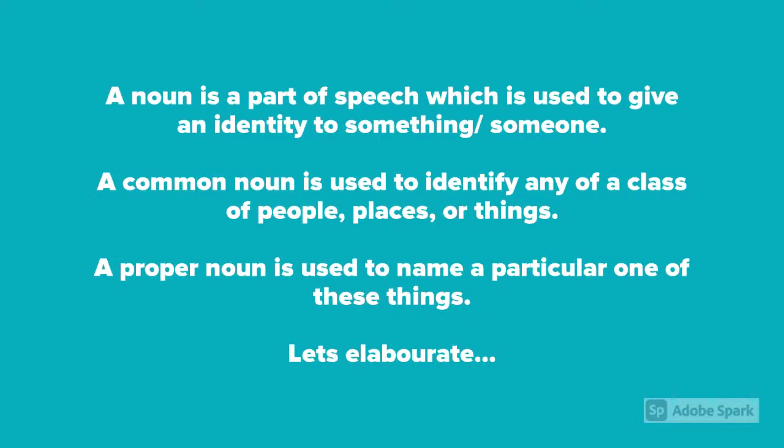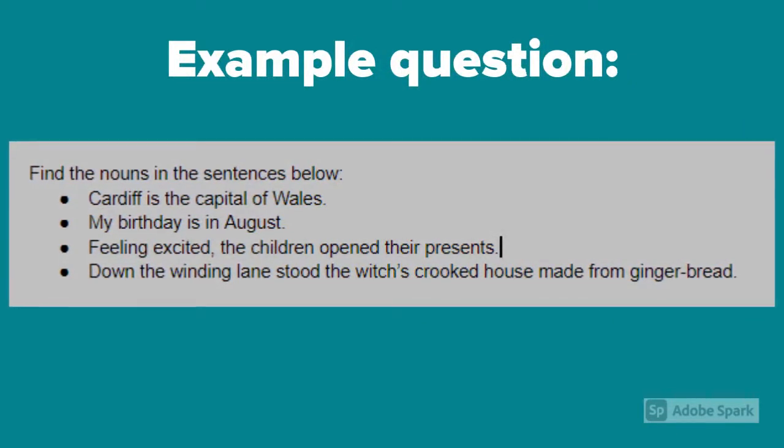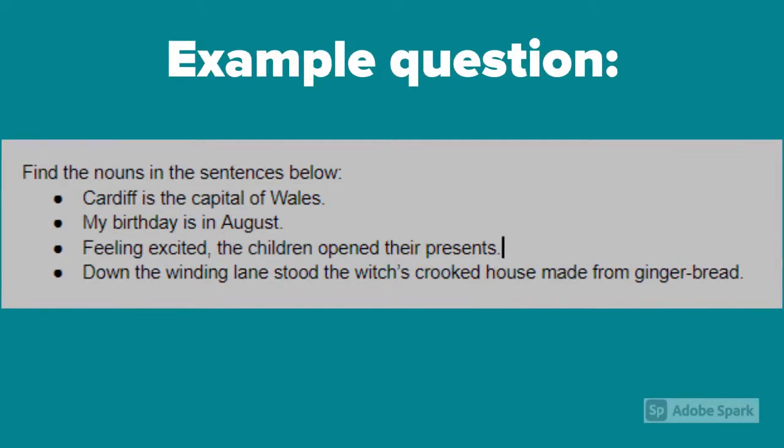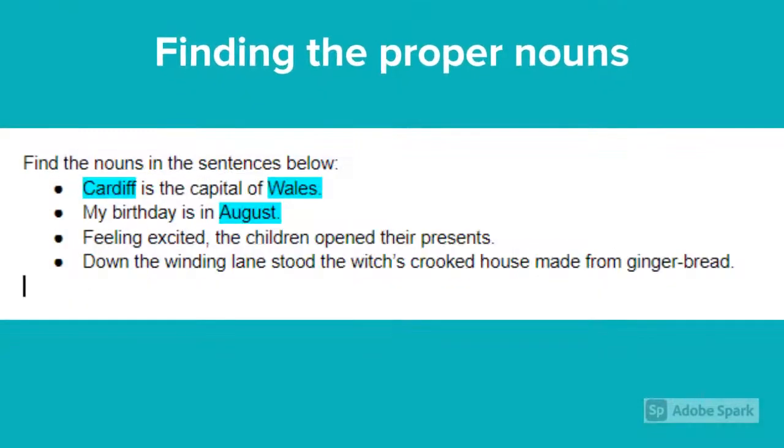A noun is a part of speech which is used to give an identity to something or someone. A common noun is used to identify any of a class of people, places or things. A proper noun is used to name a particular one of these things. Let's elaborate. Here we have 4 statements similar to what your child will be given in their homework that is set for them. Here we are asked to find the nouns in the sentences below.